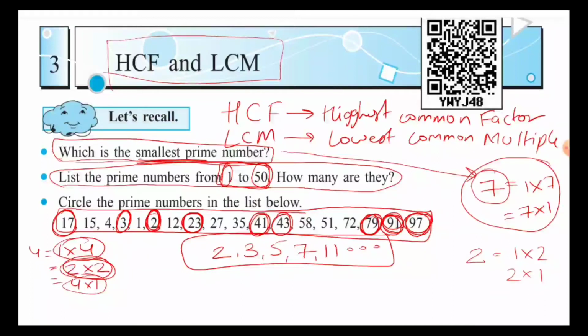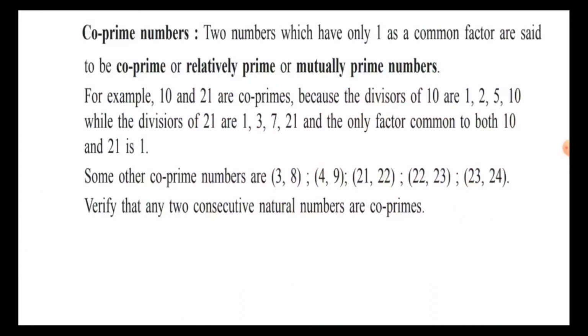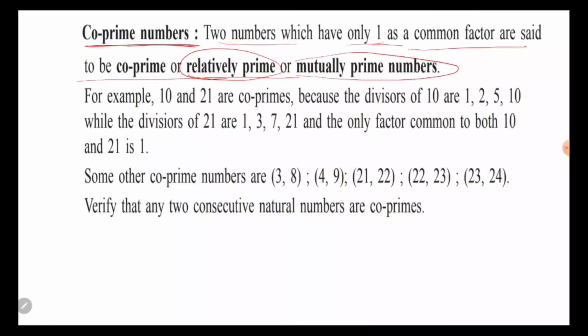Okay, आगे बढ़ते हैं. Now next is the thing which you have to understand: co-prime numbers. Okay, so what do you mean by co-prime number? Two numbers which have only one as common factor are said to be co-prime numbers, और रिलेटिव प्राइम नंबर और म्यूचुअली प्राइम नंबर. ओके, इसके कितने नाम है? 3 नाम है. फर्स्ट नेम इज को प्राइम नंबर, रिलेटिव प्राइम नंबर एंड म्यूचुअली प्राइम नंबर. तीनों का मतलब सेम होता है.